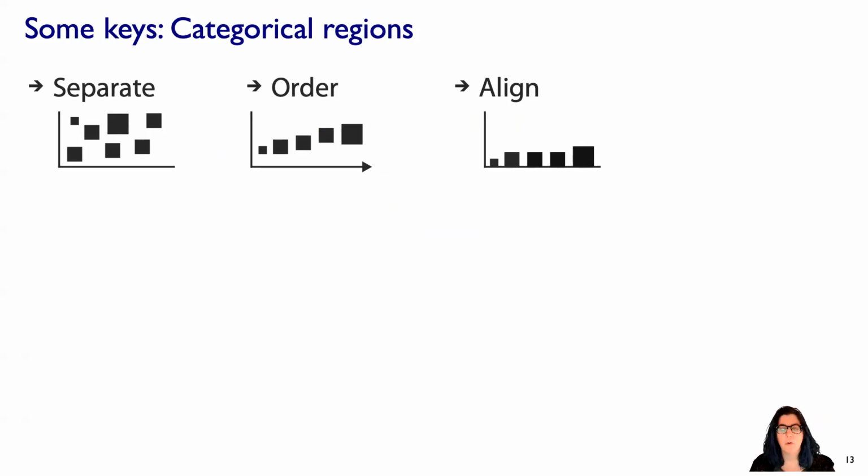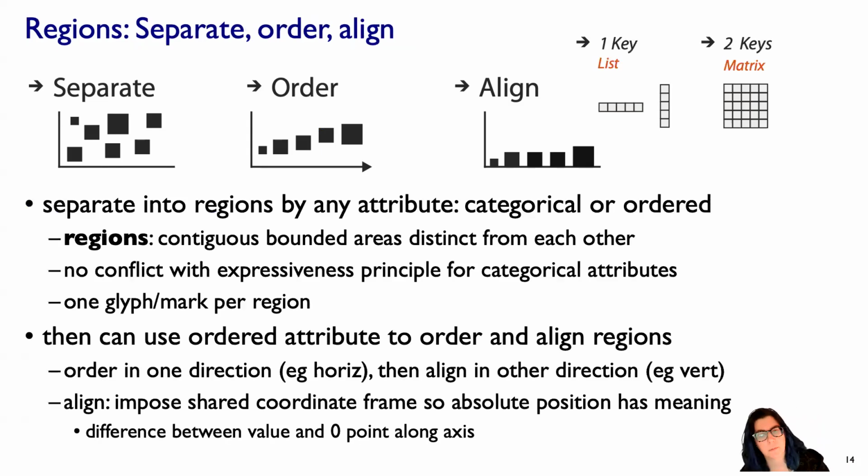And the answer is we should think about breaking things up into categories where we separate into regions, and then we can order and align the regions with a different attribute. So let's look at that in more detail. If you want to separate into regions, we don't have to worry about whether that attribute is categorical or ordered, that is ordinal or quantitative. We could do that in any case.